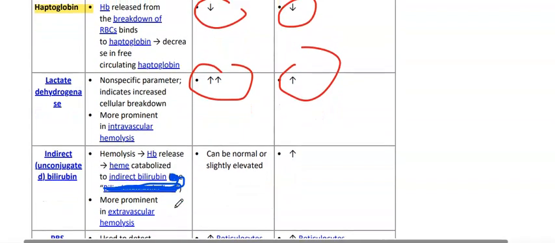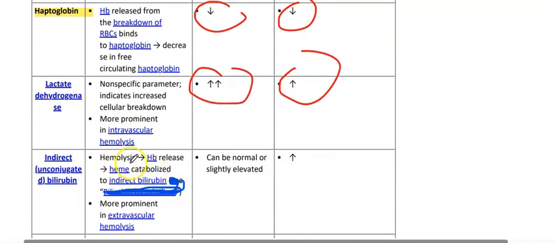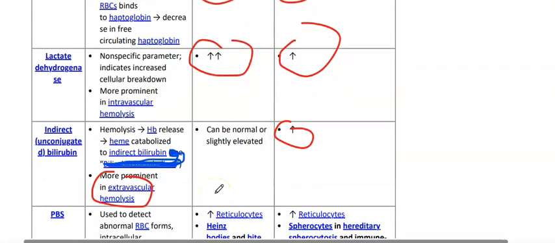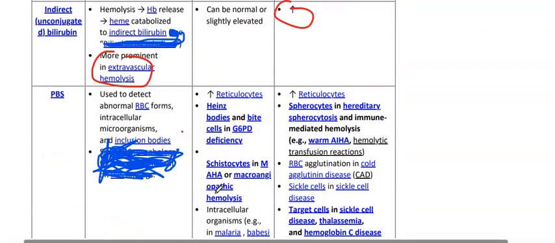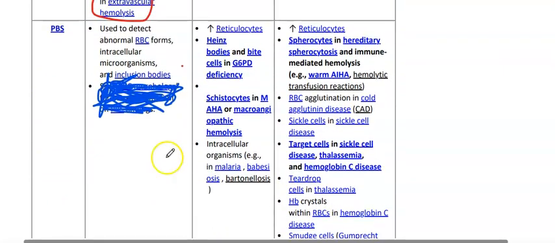Then we have indirect bilirubin. When hemolysis occurs, hemoglobin is released and heme is catabolized into indirect bilirubin. It is more common in extravascular hemolysis, and in intravascular it can be normal or slightly elevated. And then the peripheral smear, where we will have different findings.